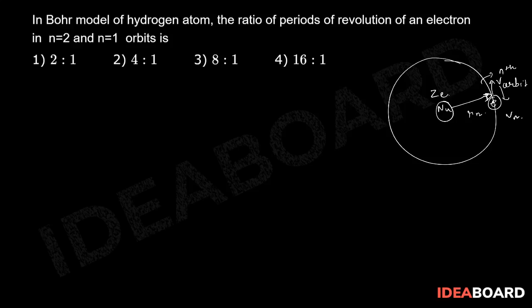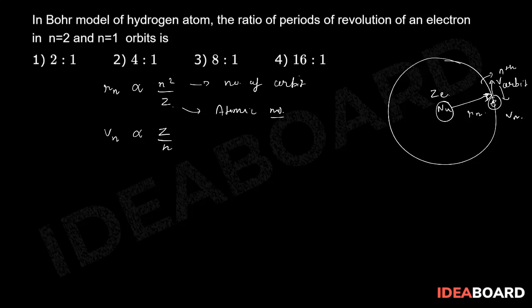So we know the relation from the Bohr model. The relation is, we know that Rn is proportional to n square by z, where n is the number of orbits or principal quantum number also, and z is atomic number, right? Similarly we know that Vn is also proportional to z by n. This relation we know on the basis of Bohr theory.